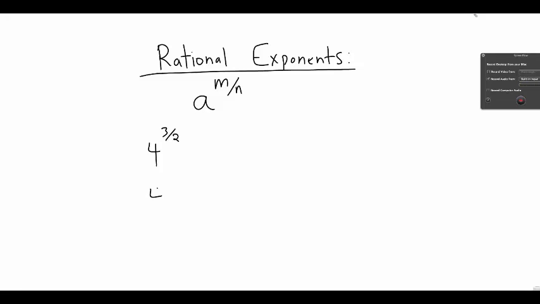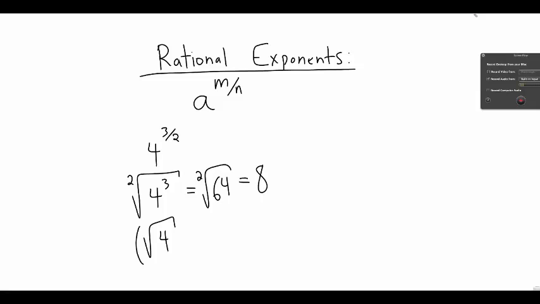First, let's take 4 and cube it, and then take the square root of the result. What we get is 4 cubed, 64, and the square root of 64 is positive 8. Now let's reverse the order. Let's first take the square root of 4, and then cube that result. The square root of 4 is 2. 2 cubed is positive 8. We get the same result each way.